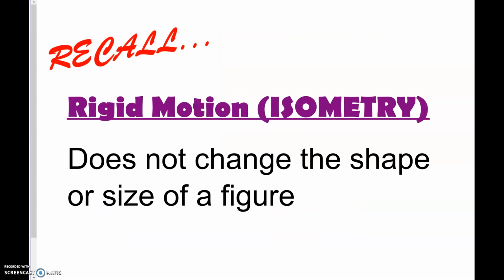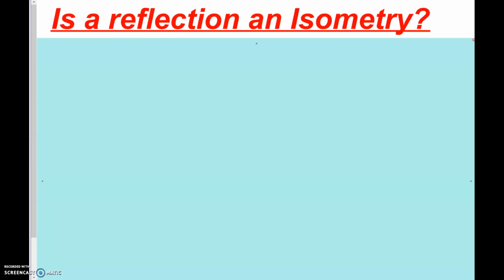All right, rigid motion. Remember, we talked about this yesterday. If we were talking about a rigid motion, that does not change the shape or the size. So if I start with the triangle, I am going to end up with the same size triangle. Okay, it's not going to be a different size. It's not going to change into a quadrilateral. It will stay the same shape and the size.